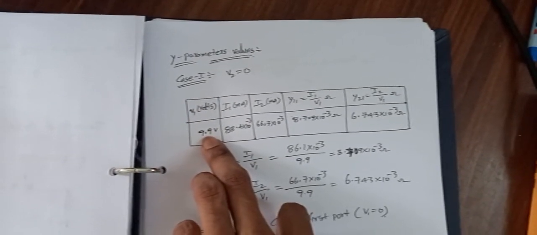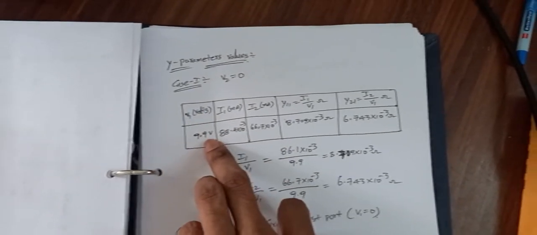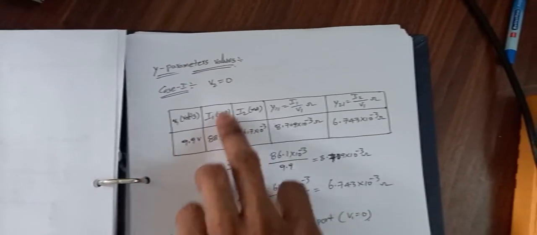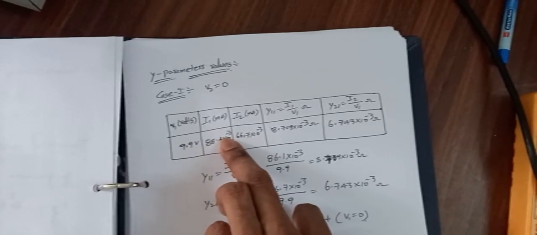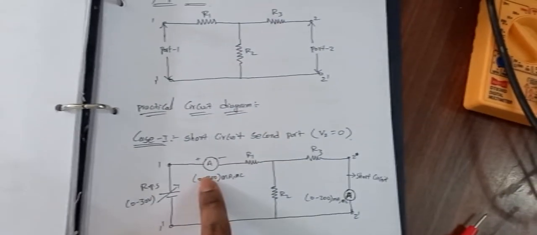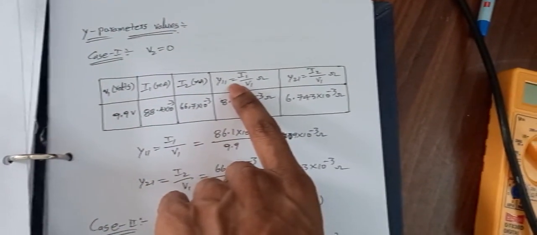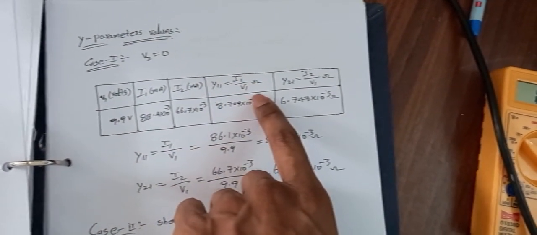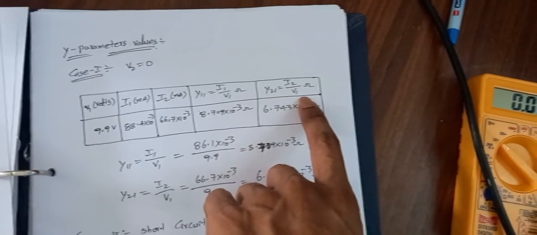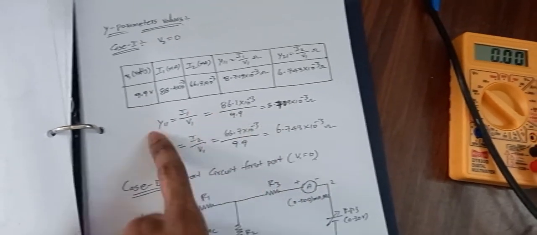So here this one has a power supply V1. Whatever power supply we connect at port 1, that voltage is 9.9 volts, and we measure the I1 current using the first ammeter. Using the second ammeter we measure the I2 current. From that we get Y11 equals I1 by V1 and Y21 equals I2 by V1. Practically, we are going to observe these values in the practical diagram.